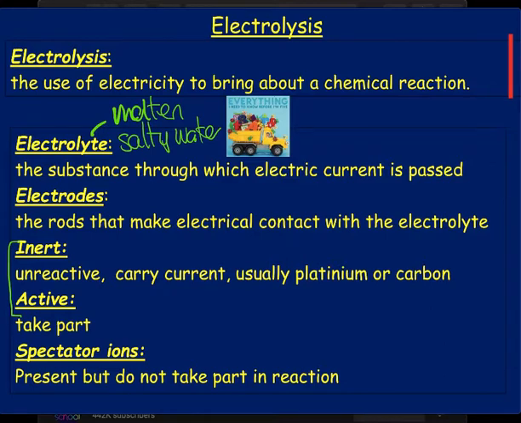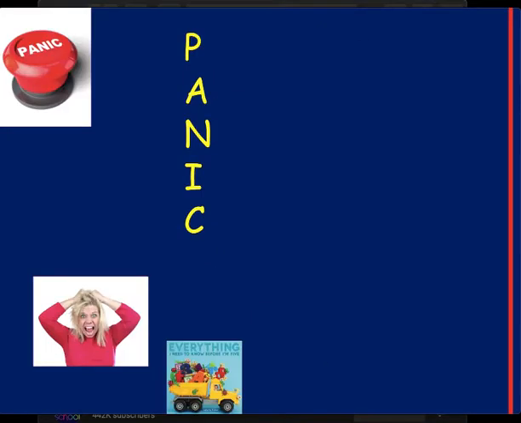We then have spectator ions, and these are ions that are present but they are not involved in the chemical reaction. Now I use PANIC to work out what my anode and cathode are.